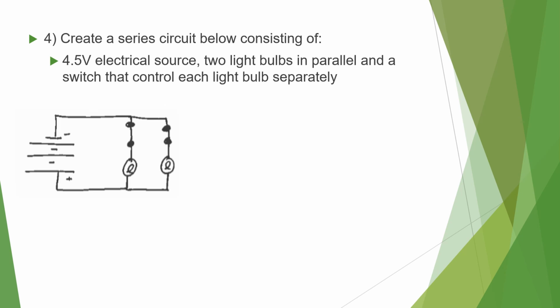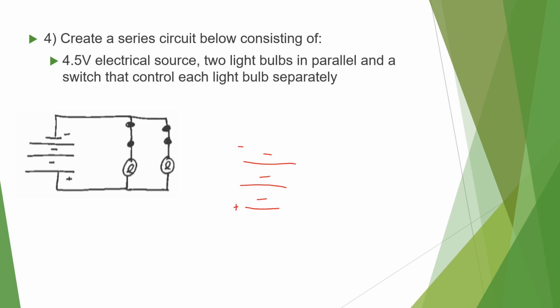Okay, next, 4.5 volts electrical source, 2 light bulbs in parallel, and a switch that controls each light bulb separately. So in the last question, we had the switch come right after the battery, so that switch can control both light bulbs, but if we want to control both light bulbs separately, both of those light bulbs each have to have their own switch in their own path. So 4.5 volts, guys, is going to be 3 cells, right? One cell is 1.5 volts, 2 cells is 3 volts, 3 cells is 4.5 volts.